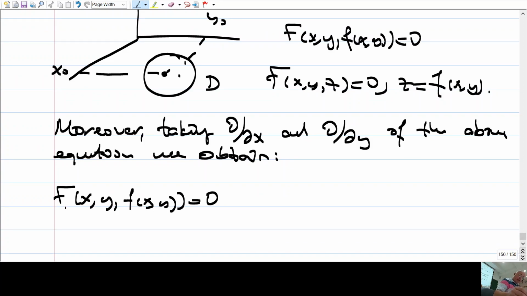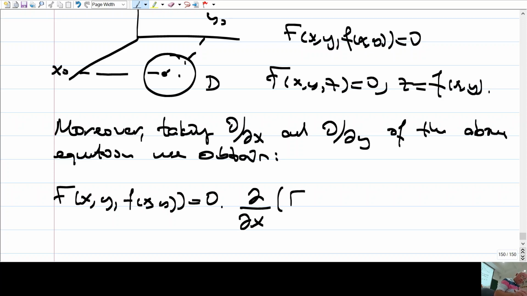Teori diyor ki eğer bu f differentiable ise o zaman bu küçük f de differentiable'dır. If big F is differentiable, small f is also differentiable, and taking derivatives, we can compute the derivatives of this. How? Well, take the derivative of both sides.